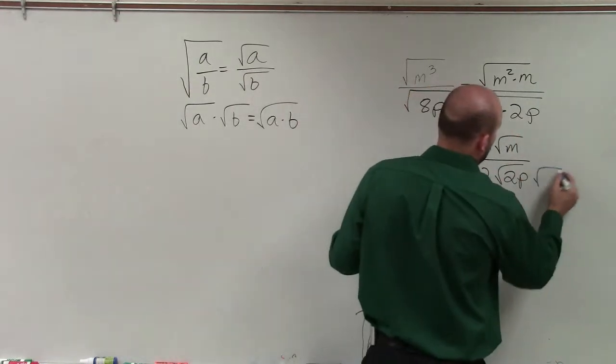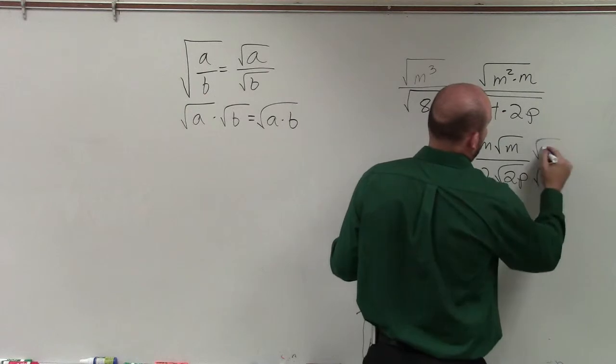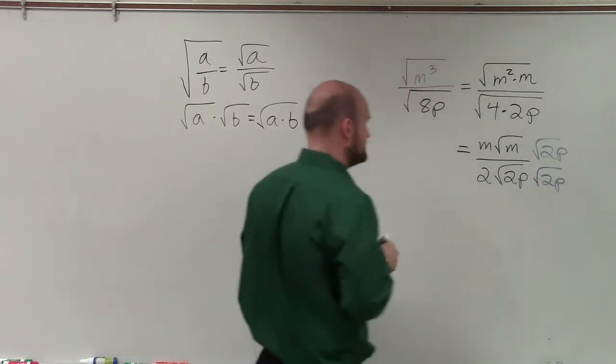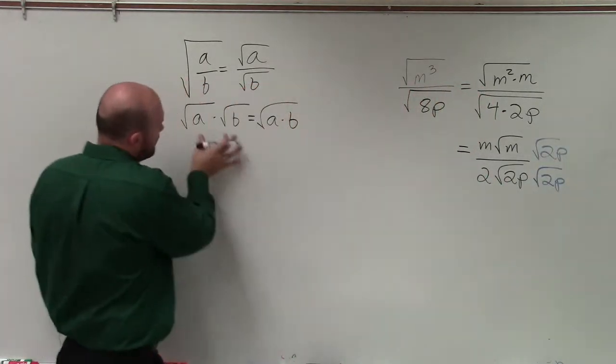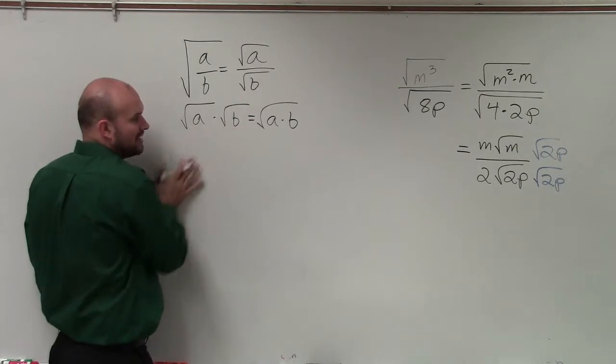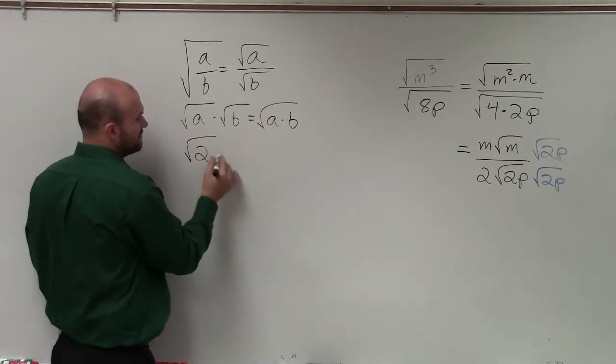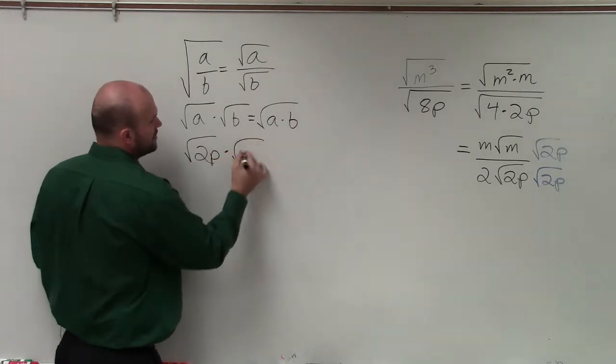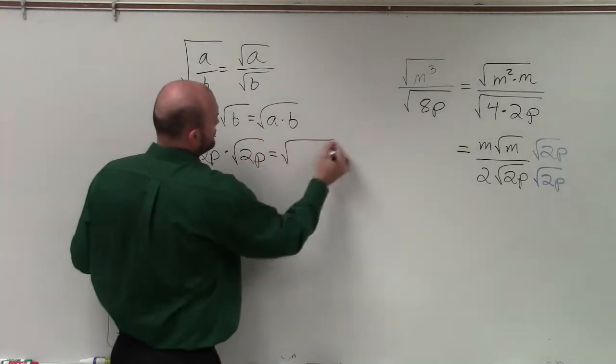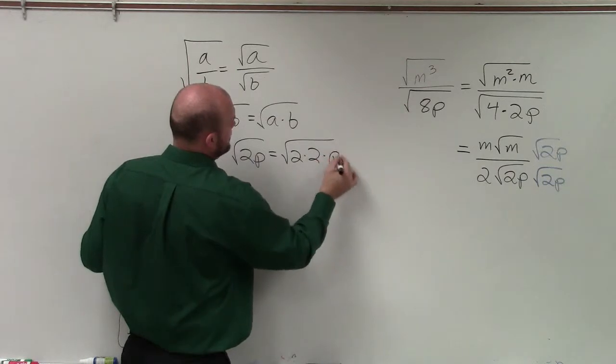So we're going to multiply by the square root of 2p. And we need to make sure we multiply by the square root of 2p on the top and the bottom. Now, remember, when we're multiplying two radicals, we can multiply inside of our radicand. But in this case, when we have a number that's the same, for instance, the square root of 2p times the square root of 2p, that's equal to the square root of 2 times p times p.